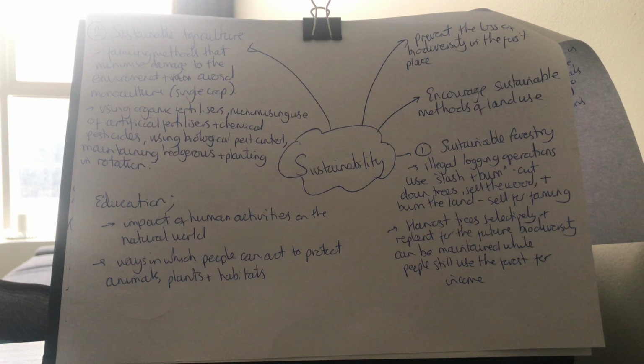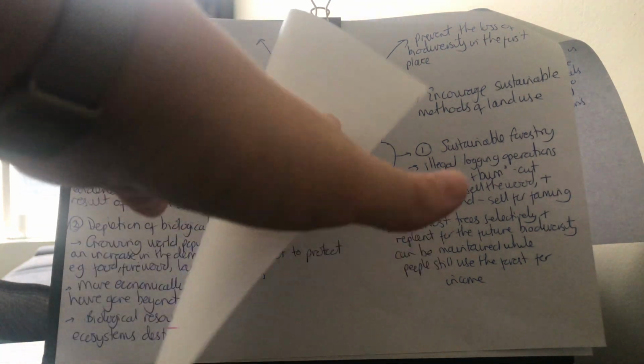As well as focusing on sustainable methods, education is important. People need to be aware, and various environmentalists and charities promote education so that the general population understands the impact of human activities on the natural world and the ways in which people can act to protect animals, plants and habitats. If you don't have that education, then no one knows why they're doing it or how to change their behaviours.